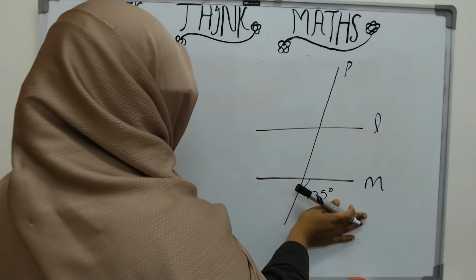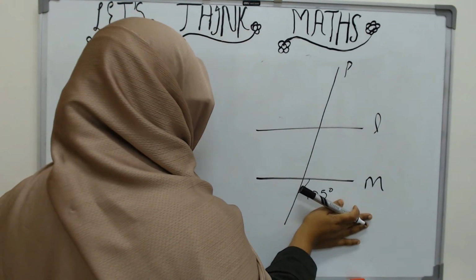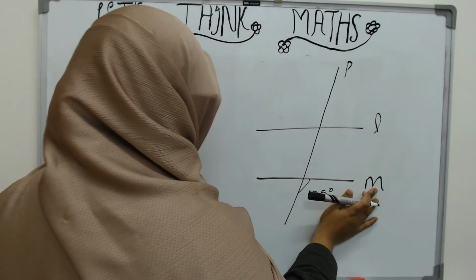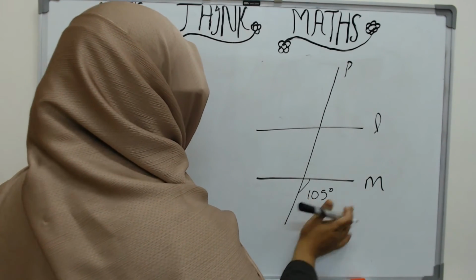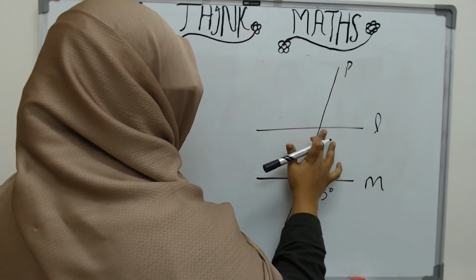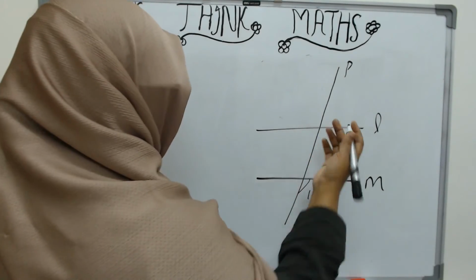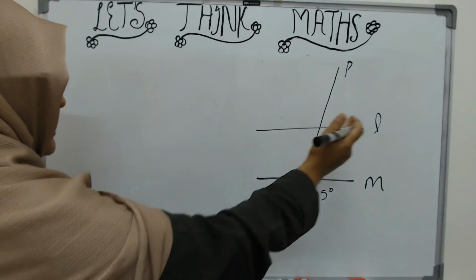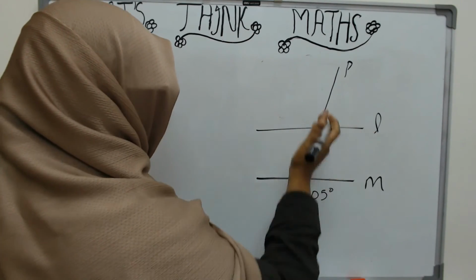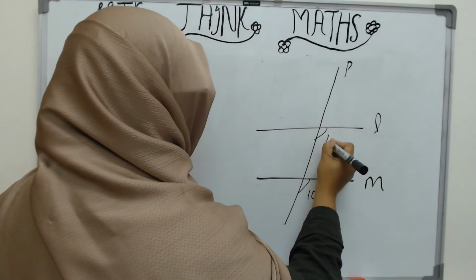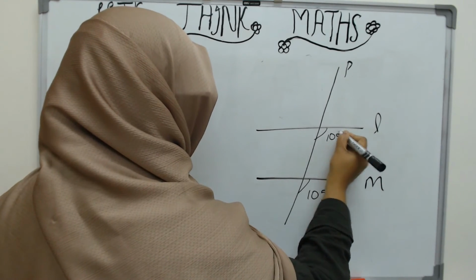Now if this is 105, what is its corresponding place? If for M this is the right bottom, for L, the right bottom which corresponds to this, the corresponding angle would be the same. That is what we proved, right? If the two lines are parallel, the corresponding angles will be equal. So this will also be 105.